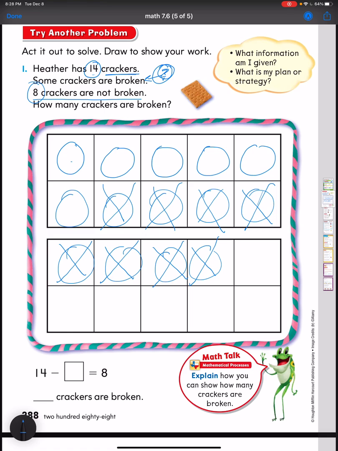How many were broken? 1, 2, 3, 4, 5, 6. That means 14 minus those 6 broken crackers left me with 8 good ones. I found that missing piece of information, 6, and I could check it. This 6 plus this 8 will give me 14 crackers. Remember, addition and subtraction are ways that you can use together to check your work.